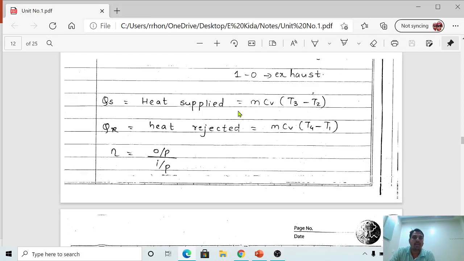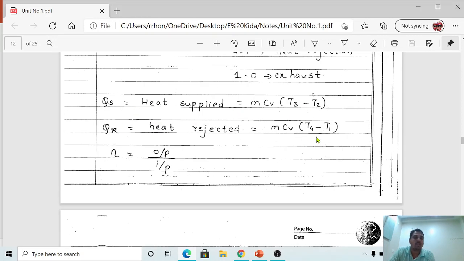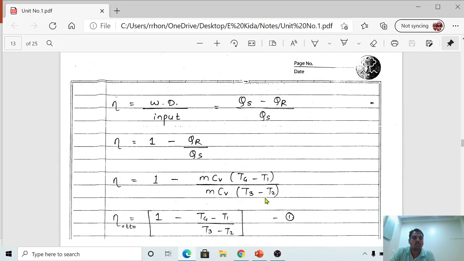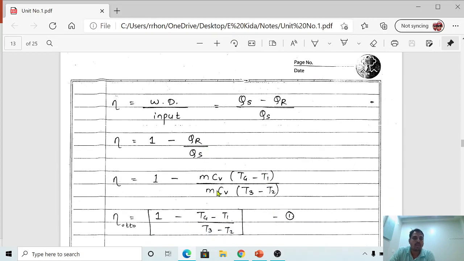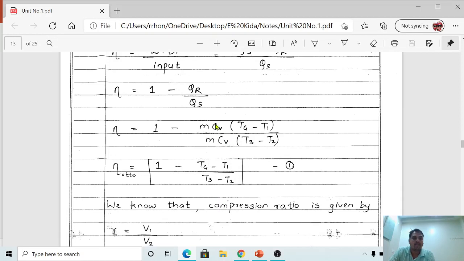We already calculated the value of QR. This is m Cv (T4 minus T1), and here m Cv (T3 minus T2). Put these two values in the equation of QR and QS, and finally m Cv will get cancelled. The remaining equation will be efficiency of Otto cycle is equal to 1 minus (T4 minus T1) divided by (T3 minus T2). Give equation number 1. This is in the form of temperature.